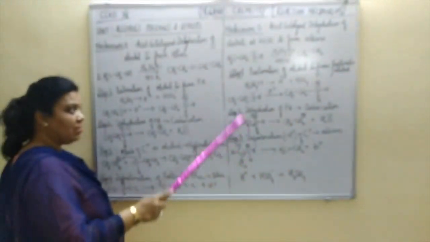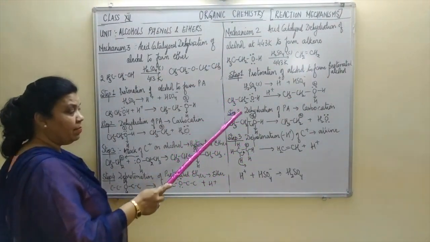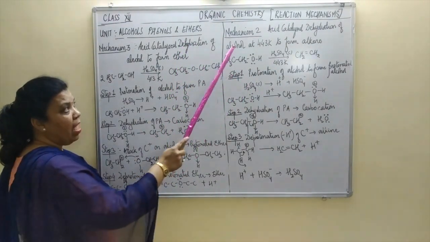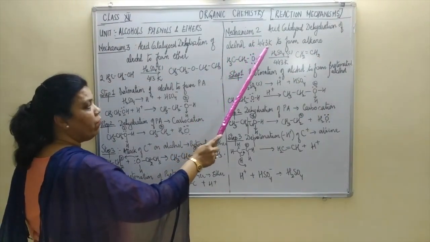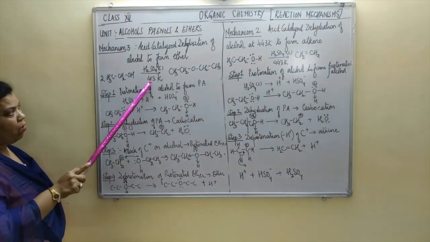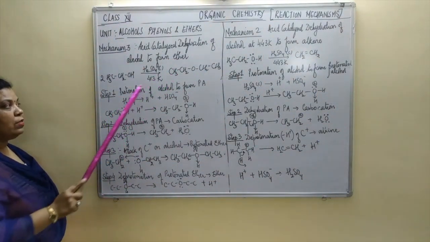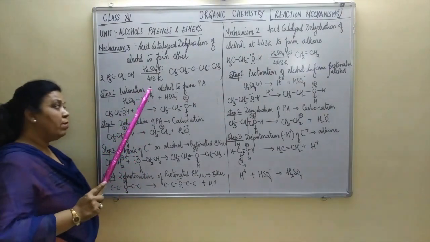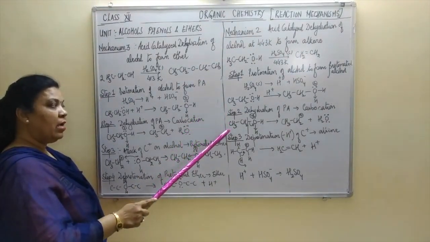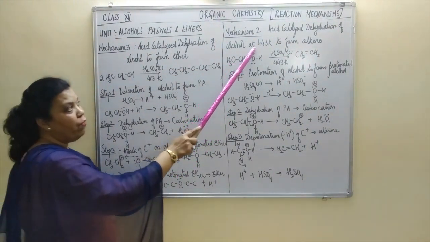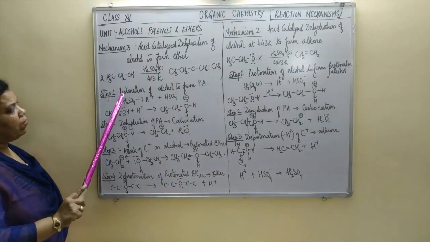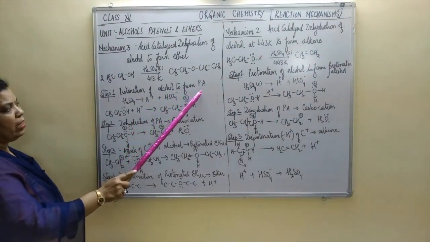All the mechanisms discussed earlier involved 3 steps, that is acid catalyzed hydration of alkene to form alcohol, 3 steps, acid catalyzed dehydration of alcohol at 443 to form alkene, also 3 steps. But this mechanism, dehydration of alcohol at 413 Kelvin, involves 4 steps. Now to just remember, the first 2 steps are just the same as we discussed at a temperature of 443 Kelvin. The first step, let us revise again. The first step involves the protonation of alcohol to form protonated alcohol.